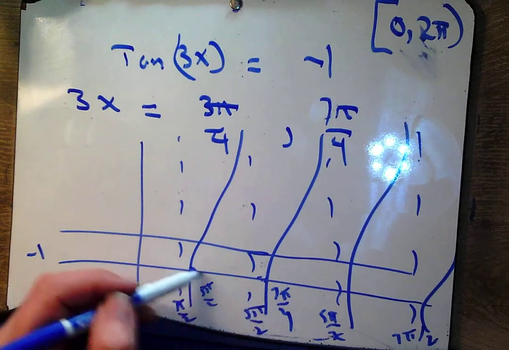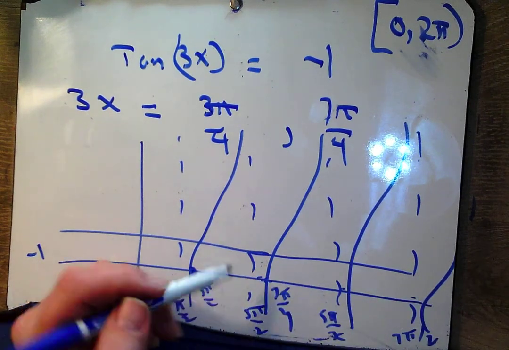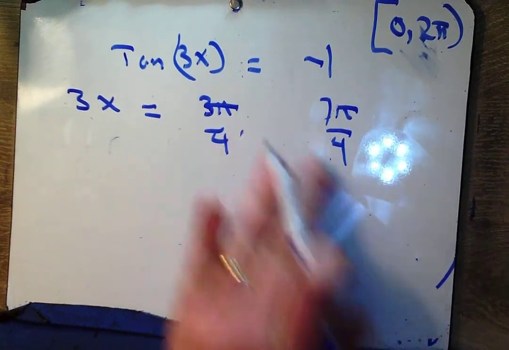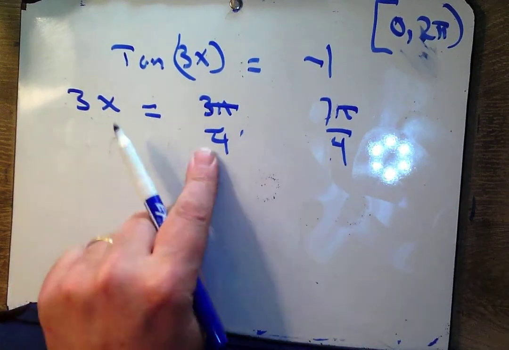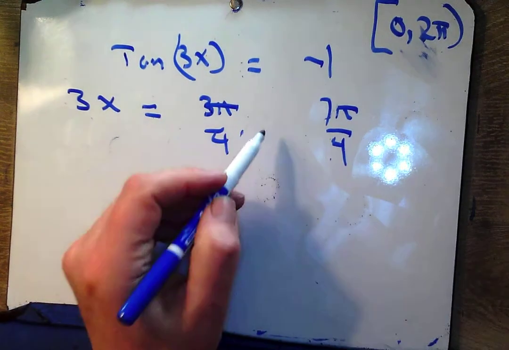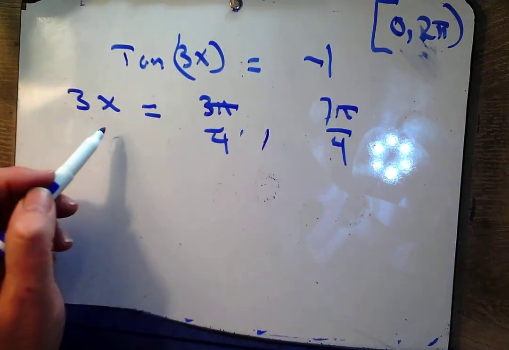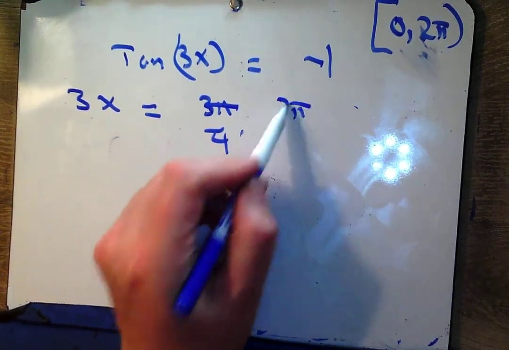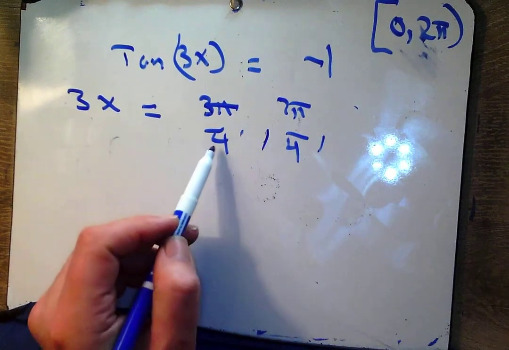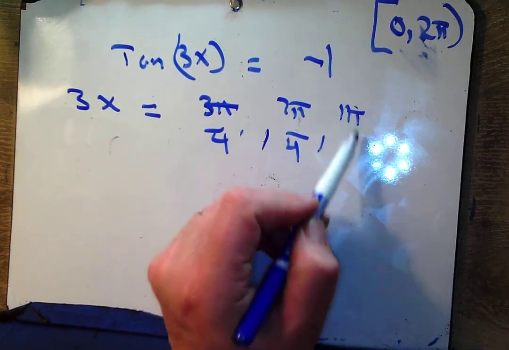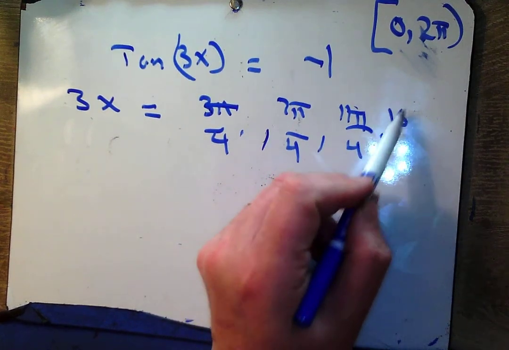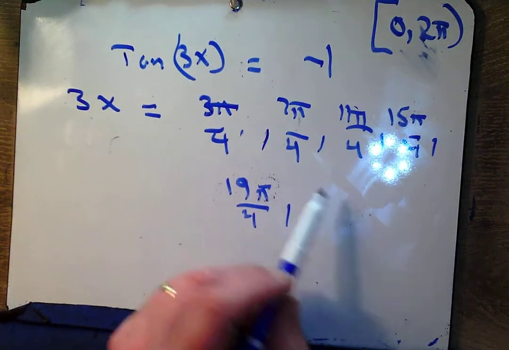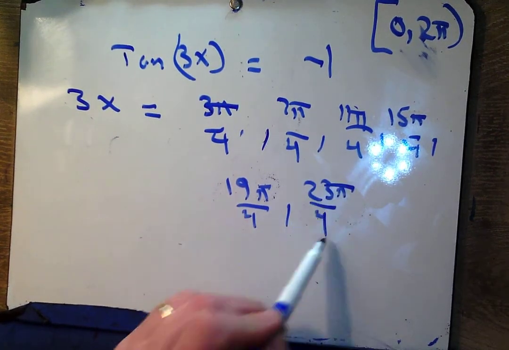But the distance between these answers is always pi. So I guess I could just keep adding pi to this. And if I'm picking up two solutions the first time I go around, I'm going to go around 3 times. I should have 6 solutions when I'm done. And I can get those 6 solutions by just adding pi to each of these. 11 pi over 4, 15 pi over 4, and 23 pi over 4.